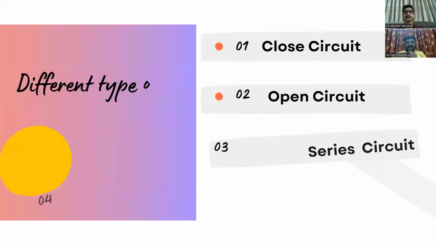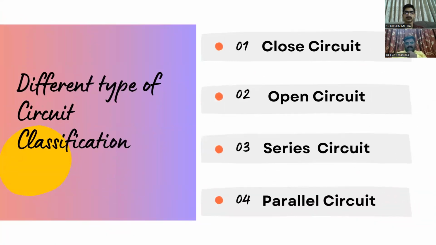So here we can see the different types of circuit classification. First is a closed circuit, second is an open circuit, third is a series circuit, and the fourth is a parallel circuit. Krishna will explain this.